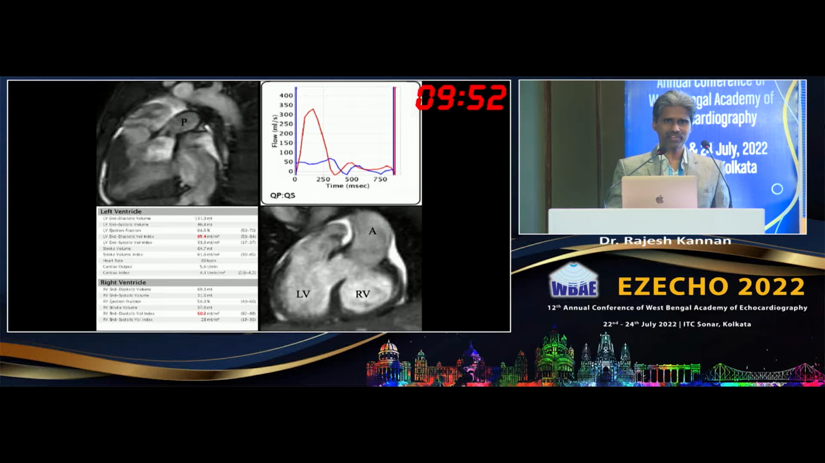Most of this information is already available by echo, but what additional information MR gives is accurate measurements of the RV function: end-diastolic volume, end-systolic volume, ejection fraction. It also does a quantification of the QP/QS. We can see that there is a severe reduction in the QP as compared to the QS.